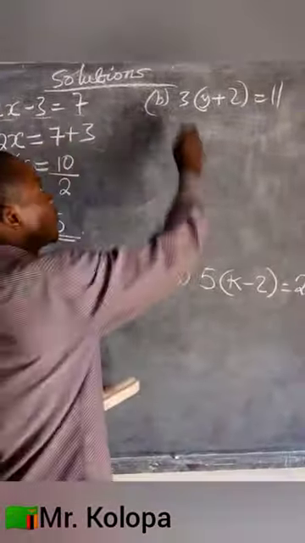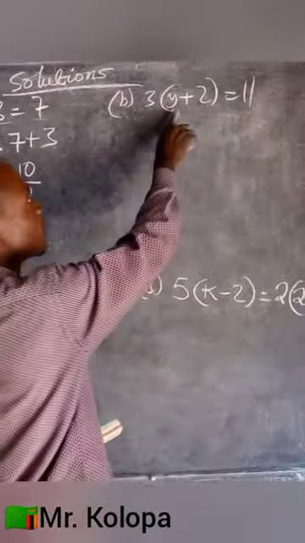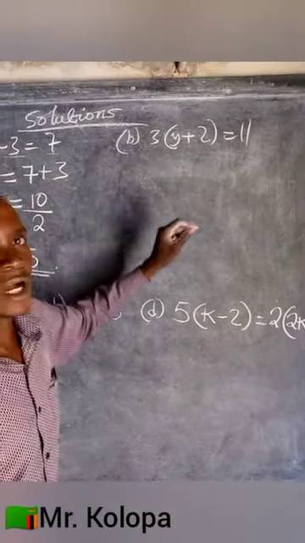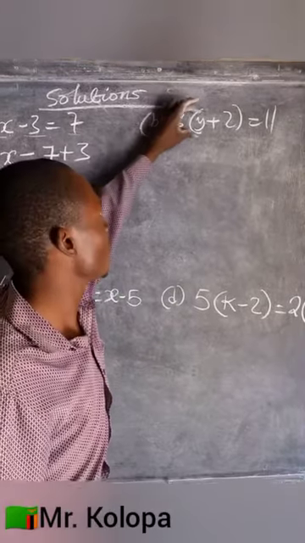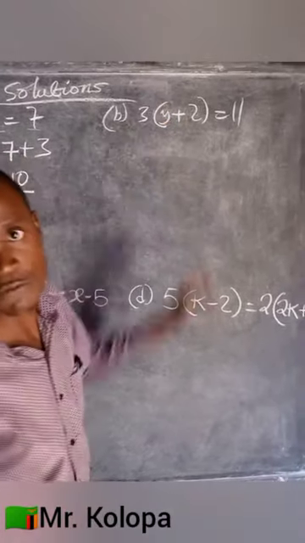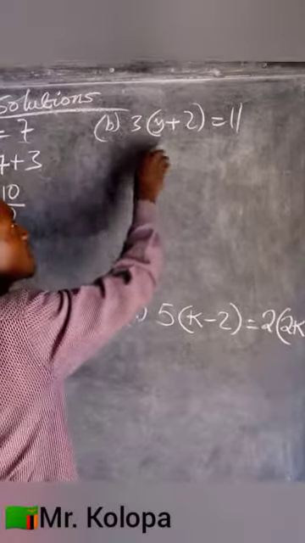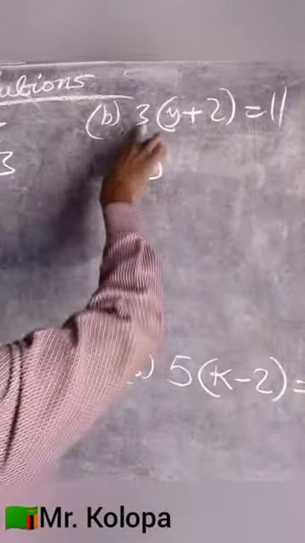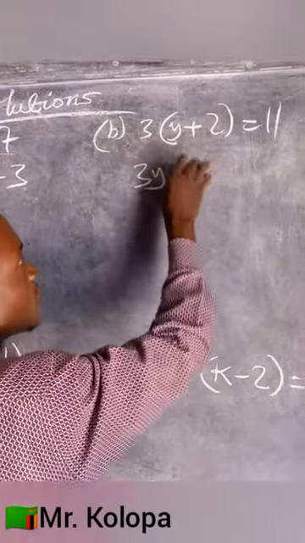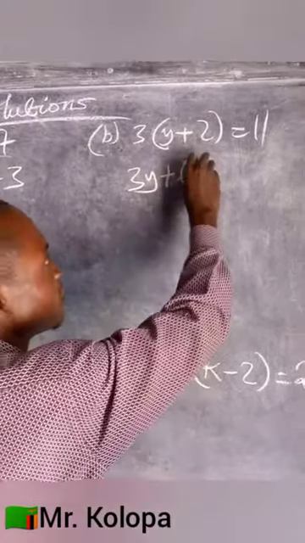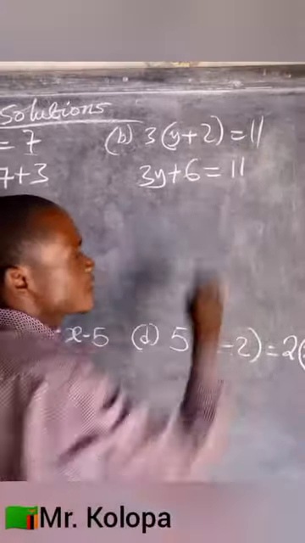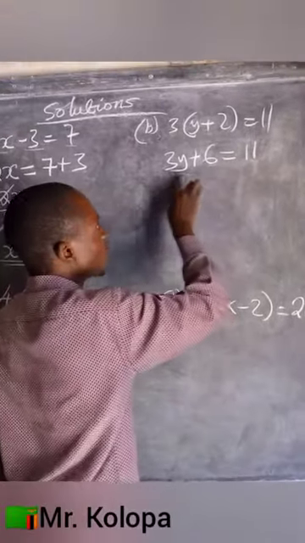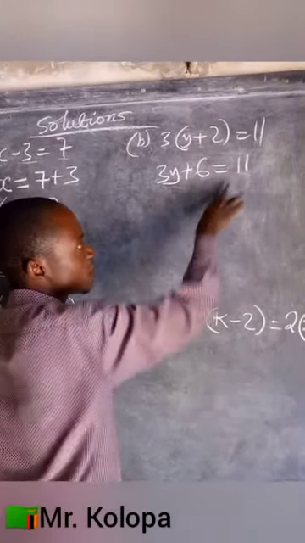So in this case, what we have outside is 3. Then inside we have y plus 2. So what we are going to do here, we are going to multiply positive 3 by y, also positive 3 by positive 2. So 3 times y, you get 3y. Positive 3 times positive 2, you get positive 6. Then equals the 11 that we have there. Again, if you look at this one, we have 3 terms. We have 3y, positive 6, and positive 11.